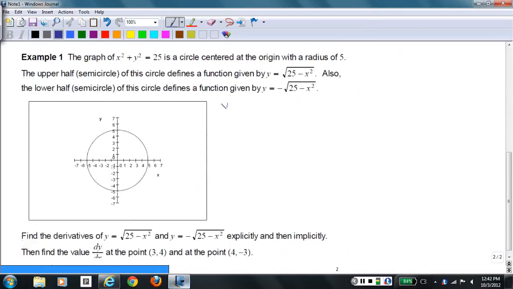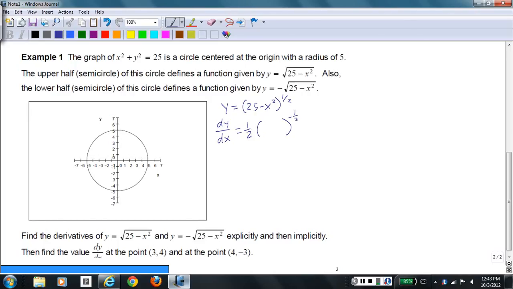Let's consider y equals (25 minus x squared) raised to the 1/2. Let's see if we can find the derivative of this, dy/dx. Now we're thinking chain rule. We know how to take the derivative of an expression raised to the 1/2 power: we bring the 1/2 out in front, and then we reduce the exponent by 1.